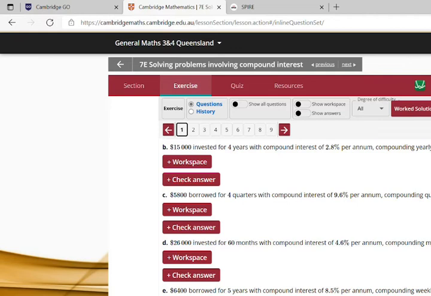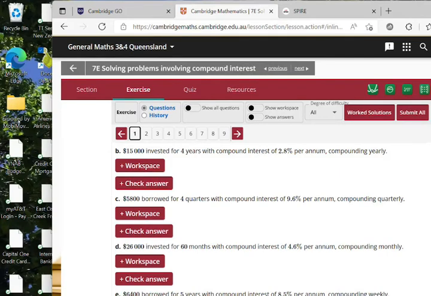All right. So we have $26,000 invested for 60 months with a compound interest rate of 4.6% per annum, compounded monthly. So our A, which is our future amount, we don't know yet, right? That's what we're looking for. But we do know our principal, how much was invested? Well, we're doing D, so 26,000, right?